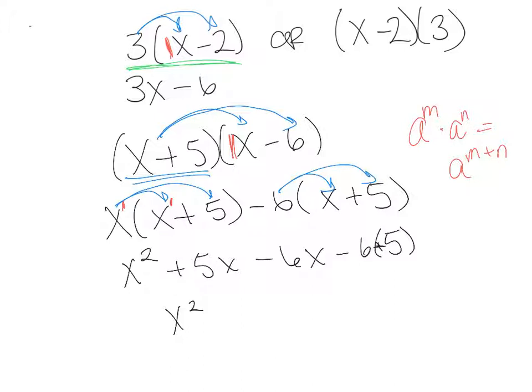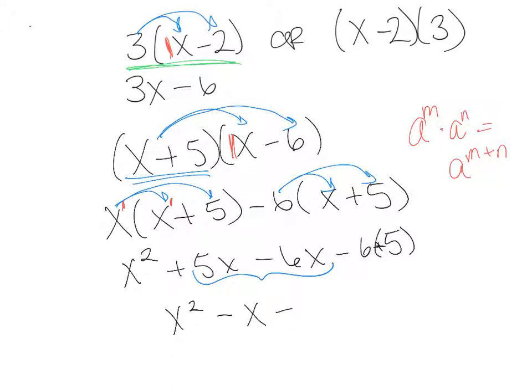So we have x squared, and I'm going to combine like terms. I know these two are like terms because they both have a variable of x. The exponent on both of those is 1, so I can add my coefficients because they are like terms. I have a positive 5 added to a negative 6, so I have a negative x, or a negative 1x.